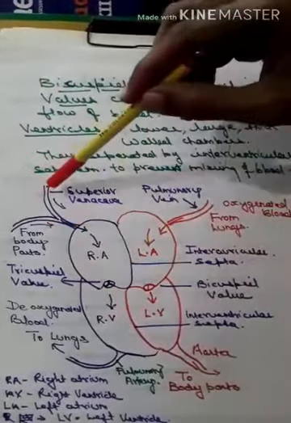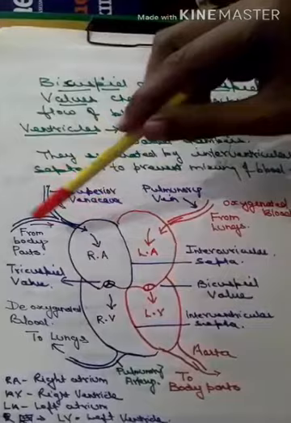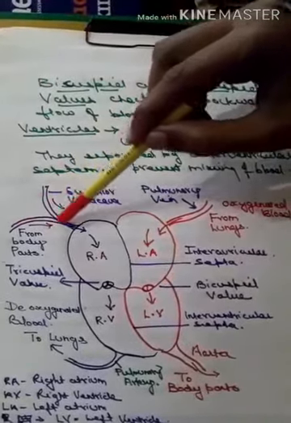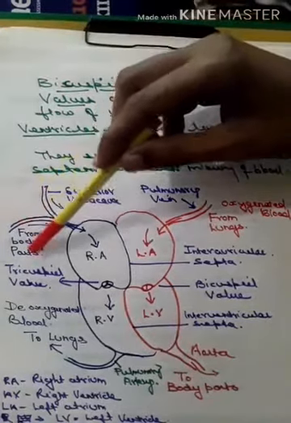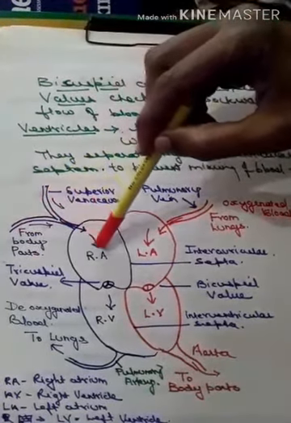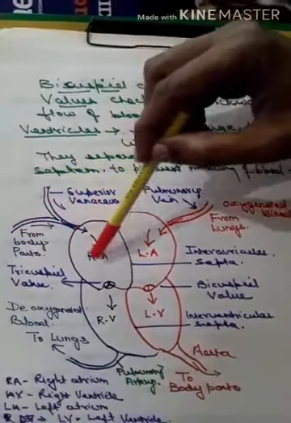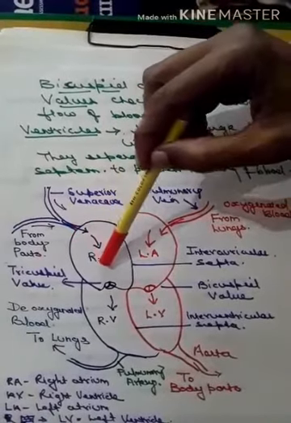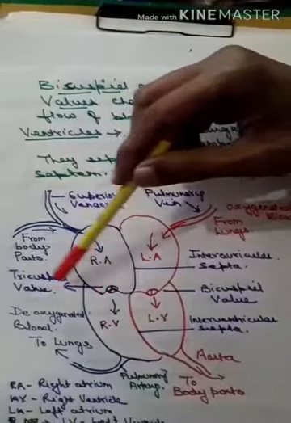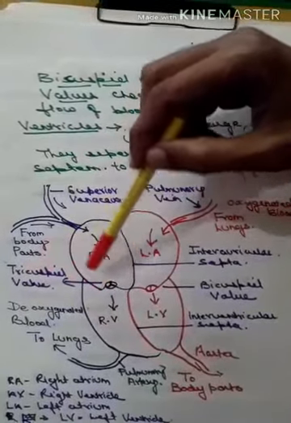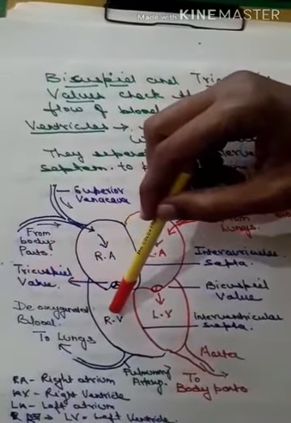Then you can see that blood comes from the superior vena cava. This is the vein, this large vein. The impure blood comes from various body parts into the right auricle or right atrium, and then it is pushed into the right ventricle through a tricuspid valve. This is a tricuspid valve. So the blood is pushed into the right ventricle.